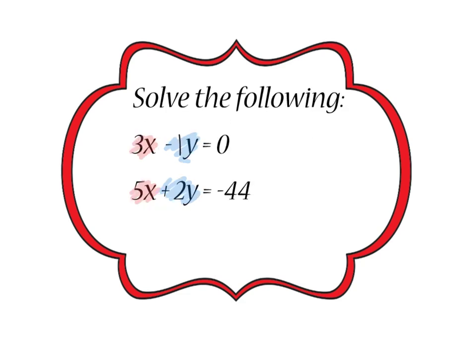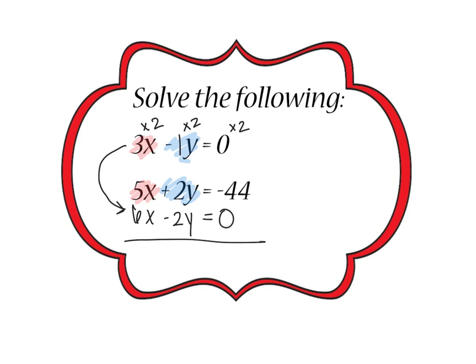On this system, if I look at my x's, I have 3x and 5x. If I look at my y's, I have negative 1y and then a positive 2y. So if this top equation were to have a negative 2y, those would cancel. So that means I want to multiply the entire top equation by 2. When I do that, I get 6x minus 2y equals 0. And now since I have positive 2 and negative 2, I can add, and those will cancel. So I'm going to get 11x equals 44. I divide both sides by 11, x equals 4.